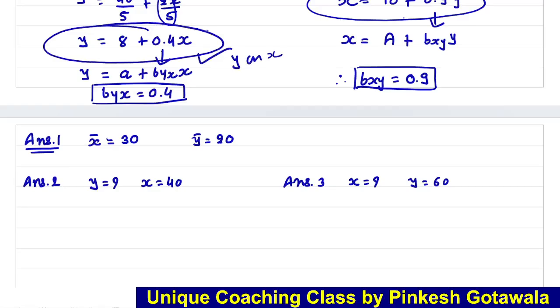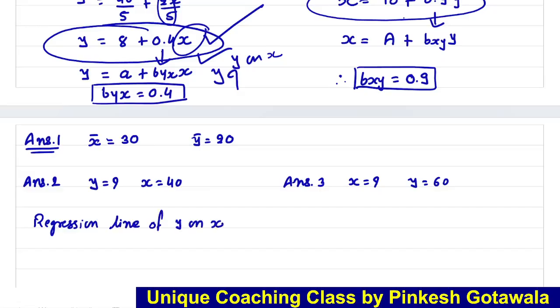So here I told you x is given and y is to be found out. Look here, it is matched. So we have to apply the regression line of y on x. I have explained this in the first video, how to identify y on x or x on y setting.